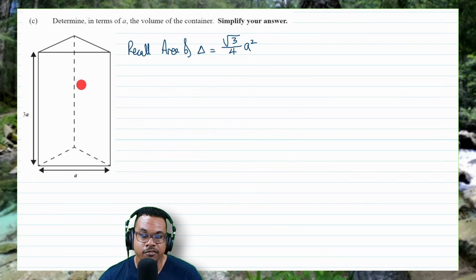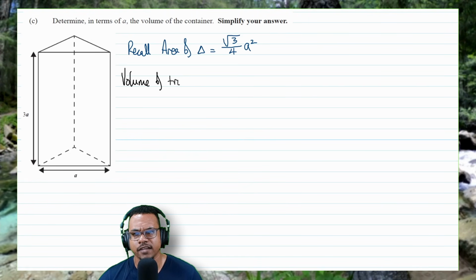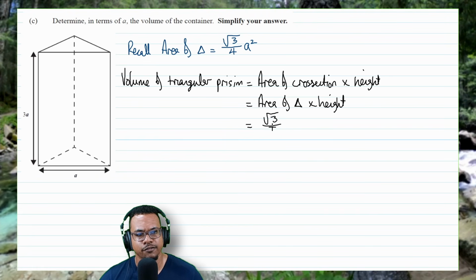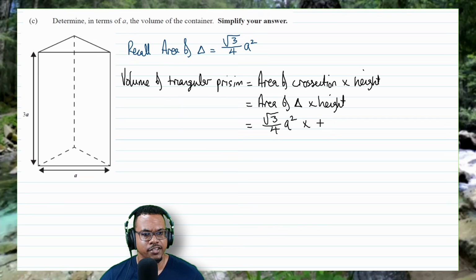All right, so we know the volume of a prism is the area of the cross section times the height. So let's write that the volume of a triangular prism is equal to the area of cross section times the height. So that's the area of the triangle times the height. And the area of the triangle is square root of 3 over 4 a squared times the height. And we said the height is this 3a here. That's the height of the prism. So that's 3a.